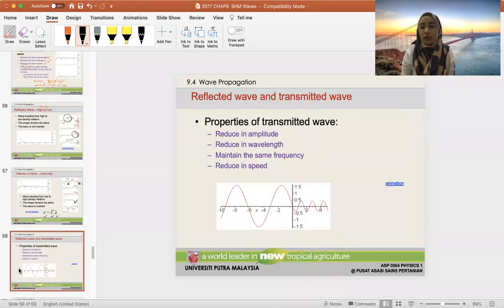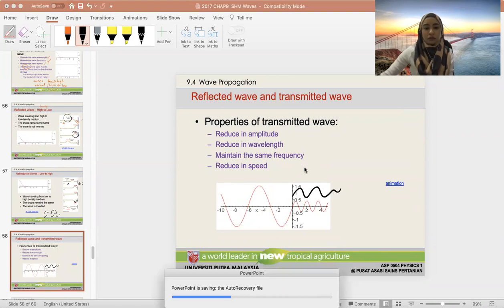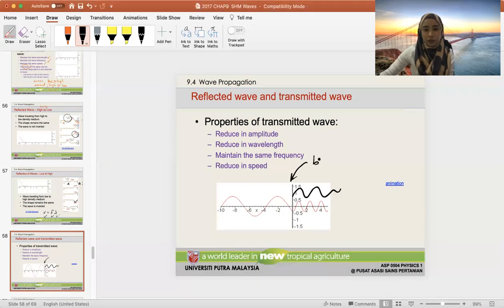Okay. So now kita nak cakap pasal properties of transmitted wave. So tadi kita cakap pasal yang terpantul, kan? Sekarang kita nak cakap apa yang berlaku dekat wave yang dapat travel melepasi boundary tu. This guy is called boundary. Okay, this is your boundary.